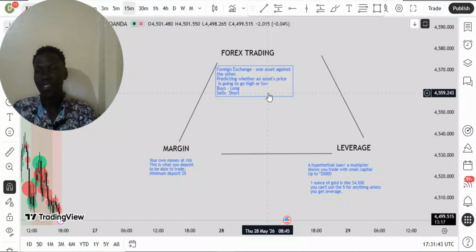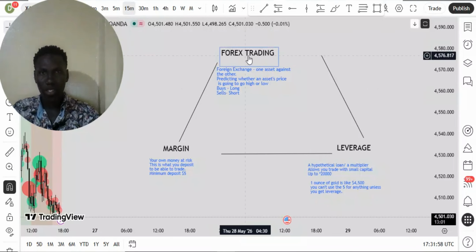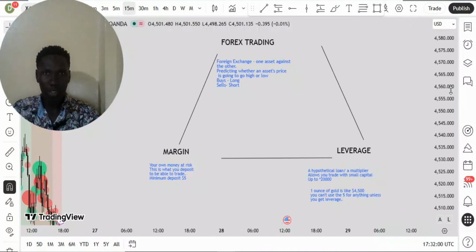I'm going to teach you guys how to trade forex, right? So I'm going to start with the basics, some of the basic terms we use in forex, so that you can start trading for yourself. Okay, so I'm going to start with the term forex trading. Now, what is forex trading?